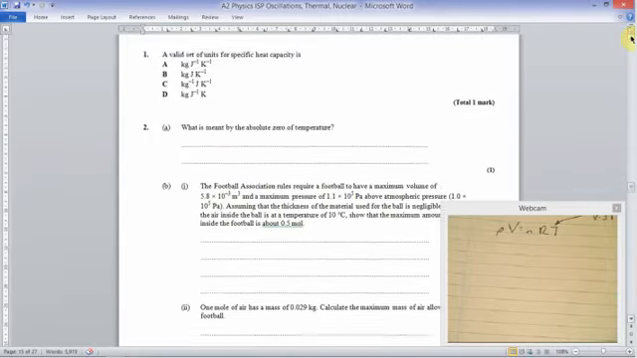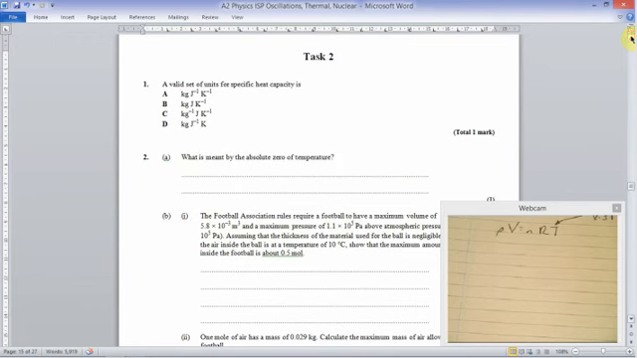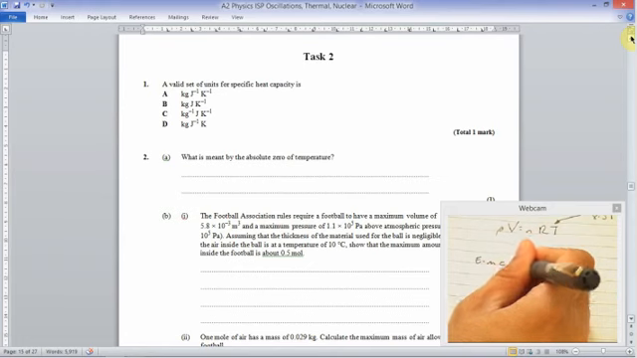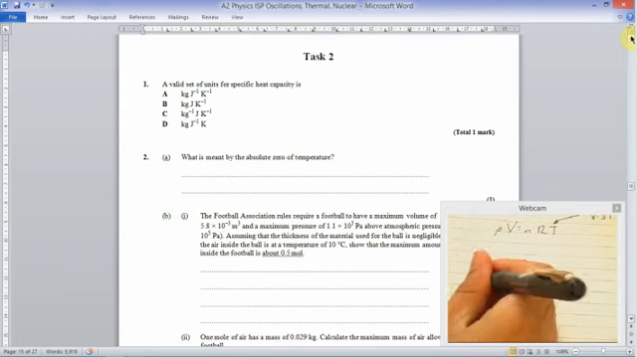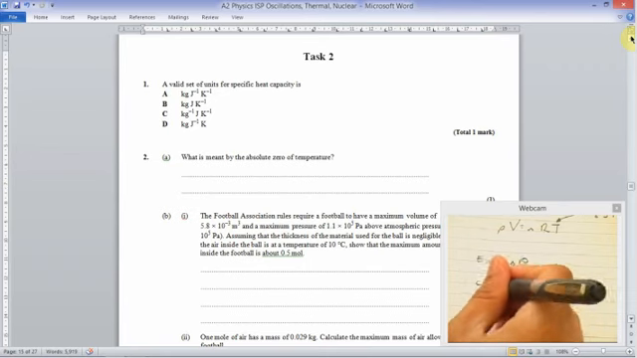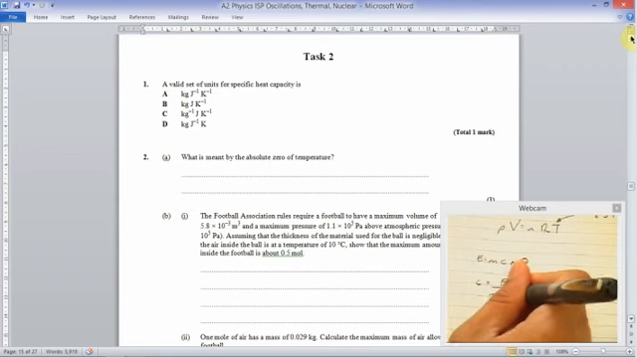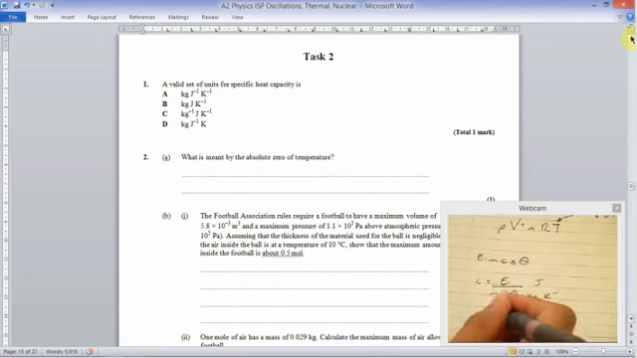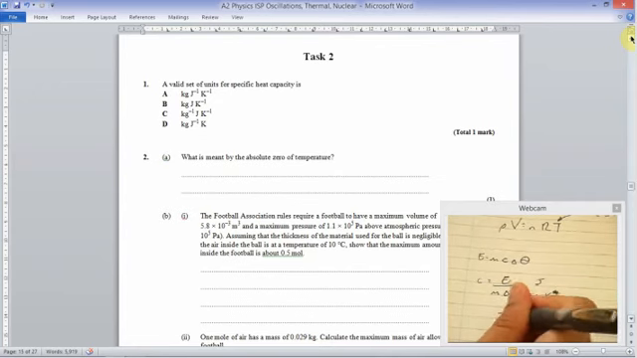Right, okay, first question. A valid set of units for specific heat capacity is, okay, well, here's our equation for specific heat capacity. I'll write it out again down here so we can see it. E equals mc delta theta. We want units for specific heat capacity, so we need to rearrange for c. So that's E over m delta theta. So that's going to be joules, that's going to be kilograms, and that's going to be Kelvin. So joules per kilogram per Kelvin is what we need.